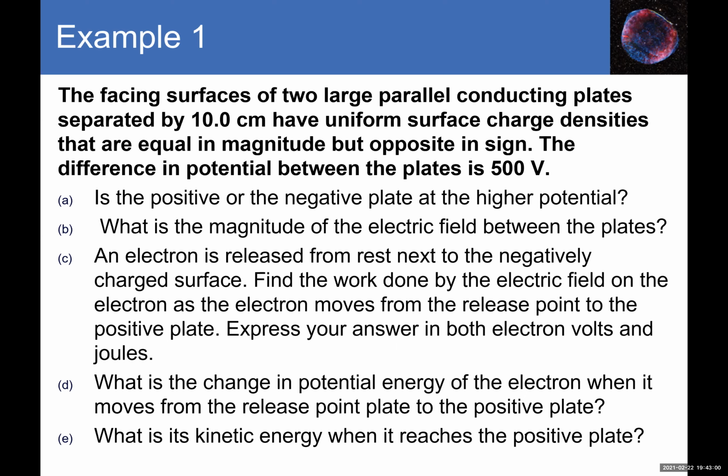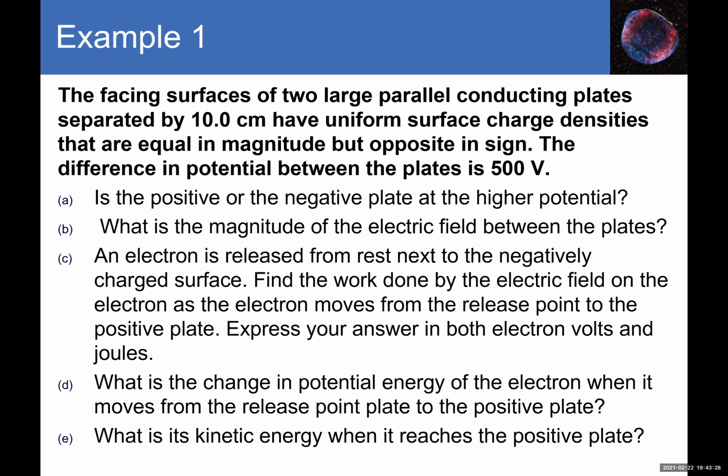If an electron is released from rest next to the negatively charged surface, find the work done by the electric field on the electron as the electron moves from the release point to the positive plate. Express your answer in both electron volts and joules. Then, what is the change in potential energy of the electron when it moves from the release point to the positive plate, and what is the kinetic energy when it reaches the positive plate?